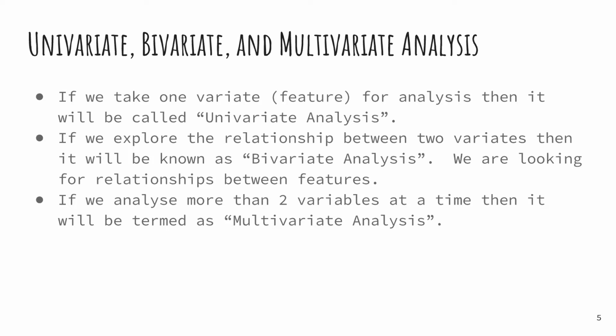Clearly, if we take two columns of data and we analyze that, then what we're doing there, that's a bivariate analysis. And with the bivariate analysis, what we're doing is we're looking for a relationship between two features. That's what we're doing there. And if we have more than two features or more than two columns or variables that we're trying to analyze, we call that multivariate analysis.